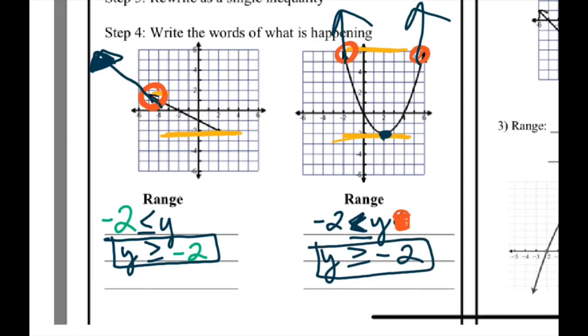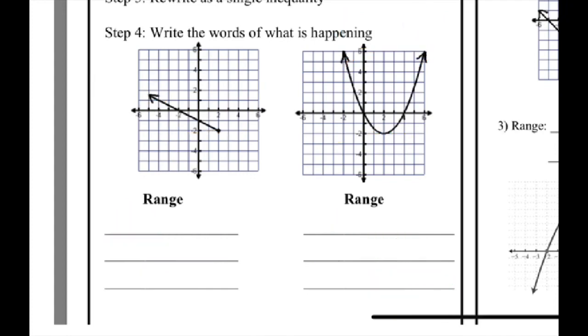So what this is saying is that all of my y values live above the y value -2. Here's -2. They all live above. In words, that's saying that the range is greater than or equal to, that's what that sign here means, -2. All of my y's live above this point right here. So let's try a couple more of these together, and then we'll try a couple on your own.